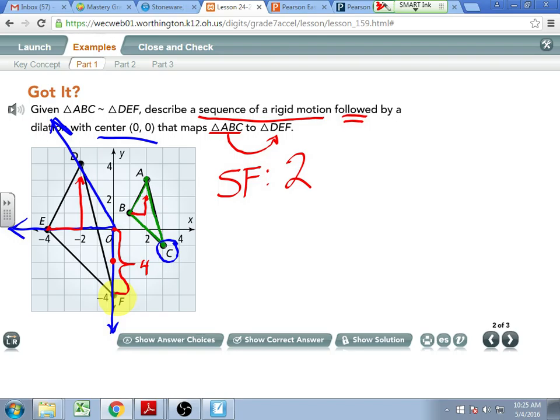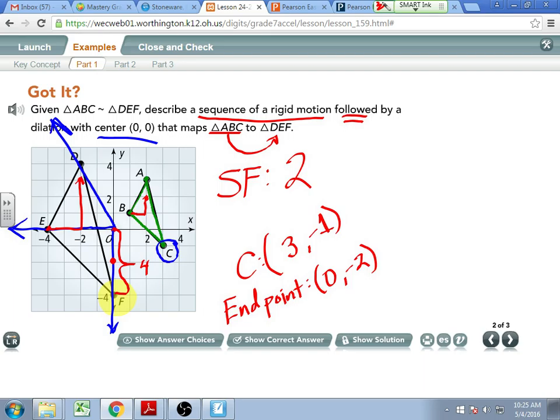So I need to get point C over to that point, which I know that landing point, I guess we could say, or an end point. I know that end point is (0, -2). So what I'm asking is, how do I get C, which is currently at (3, -1), how do I get it to that end point? Left 3 and down 1. So we can start our commands or whatever we want to say.